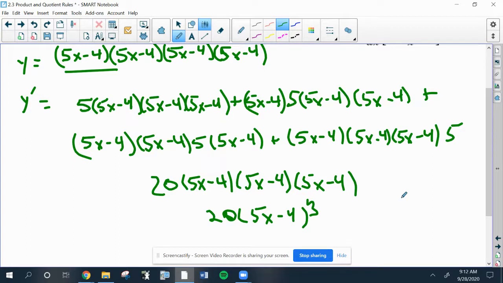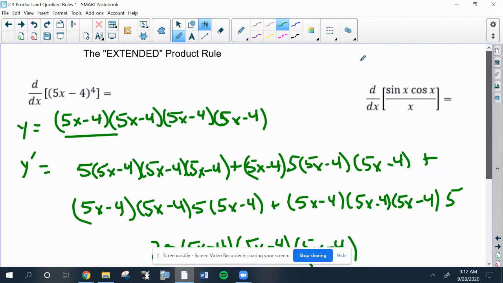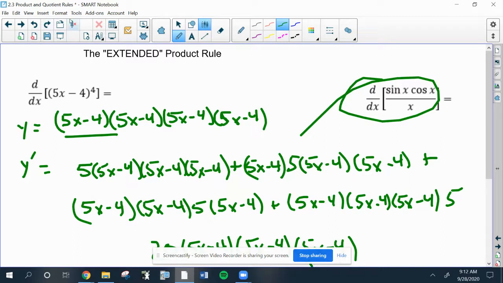So that's the extended product rule. Very shortly, we're going to learn the chain rule, which would be a much easier way to do this, but you always have this option. So there's another problem you see here, a trig problem. Might as well look at.